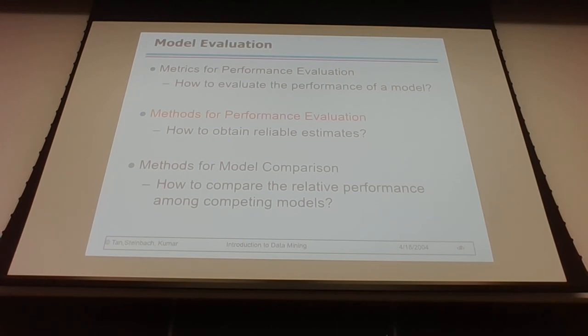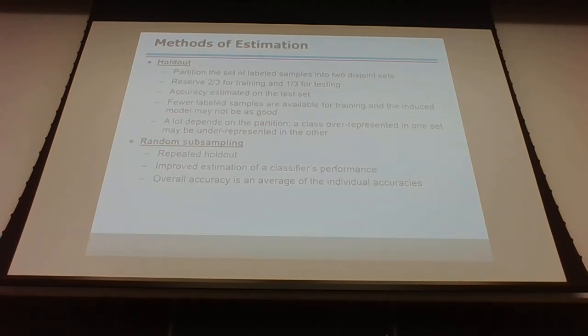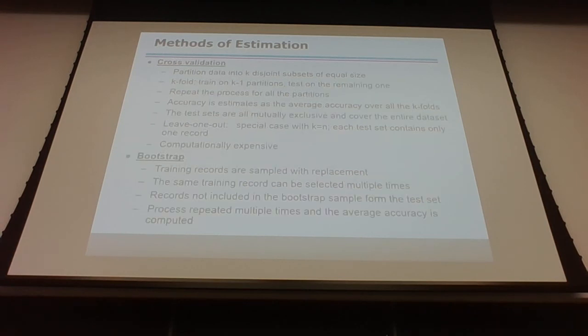Then methods of performance evaluation, we have already talked about this, cross validation. Holdout is the one where I said 2/3 is training, 1/3 is testing. That is holdout, and a more complex version of holdout is cross validation. Random subsampling means you just randomly do a holdout. You can do it with substitution or without substitution. Saying the same thing, we have already discussed this.